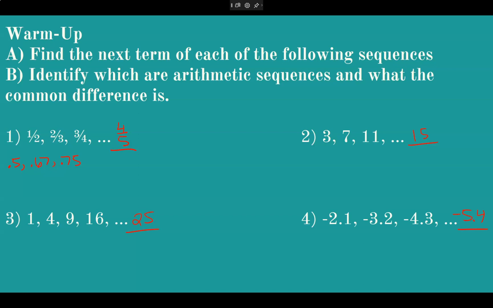Okay? Number 2. Is number 2 arithmetic? Yes, it is. So what's my common difference? We added 4 each time. Number 3, is it arithmetic? No, it's not. But what was the pattern?